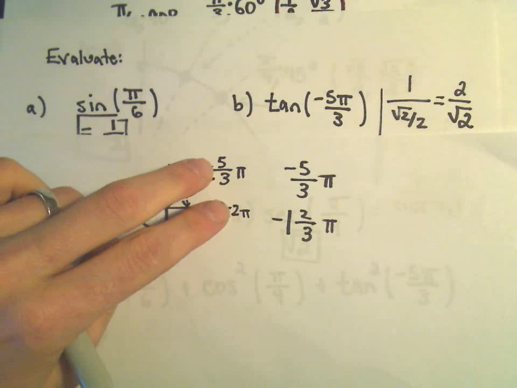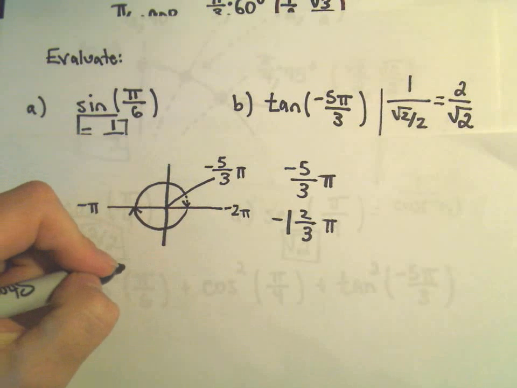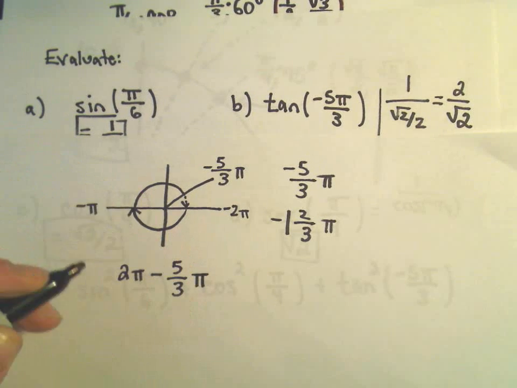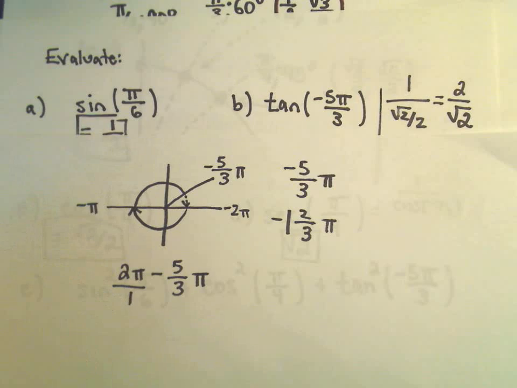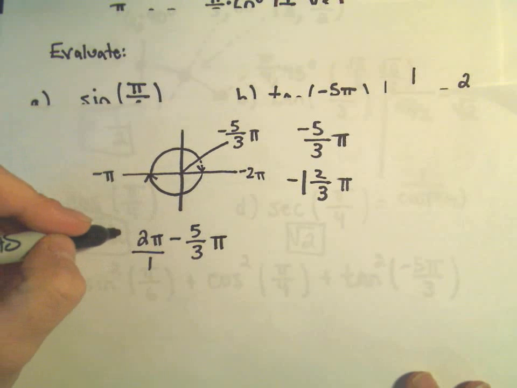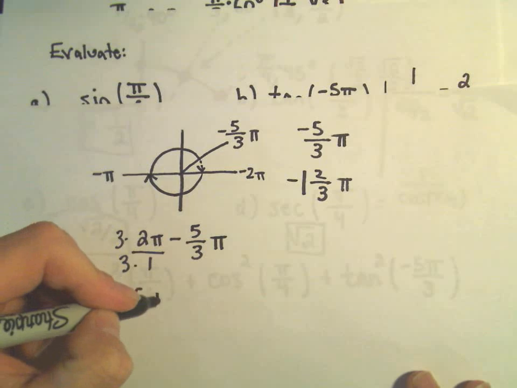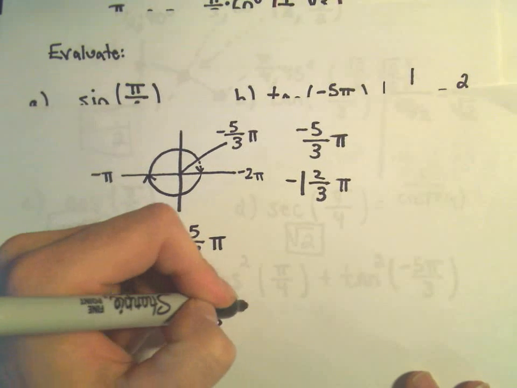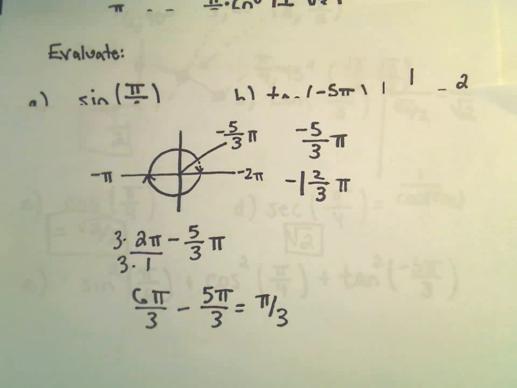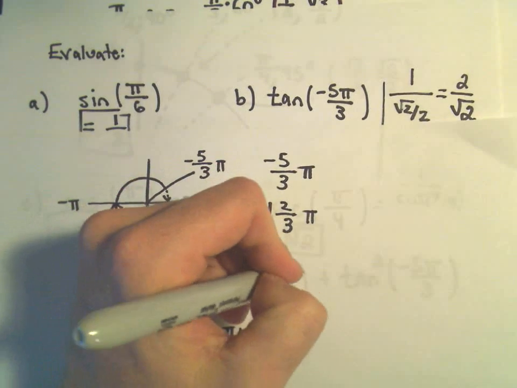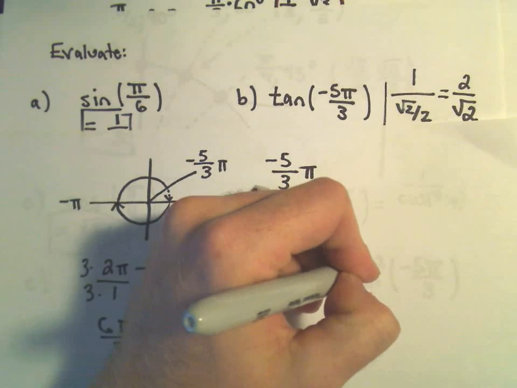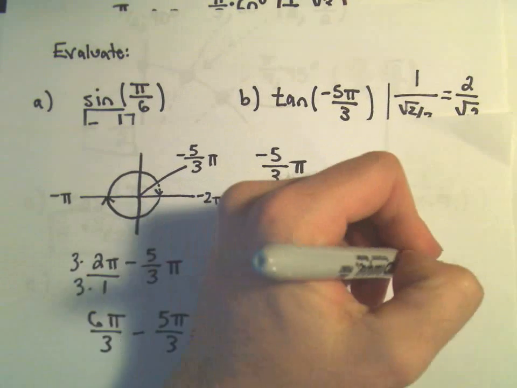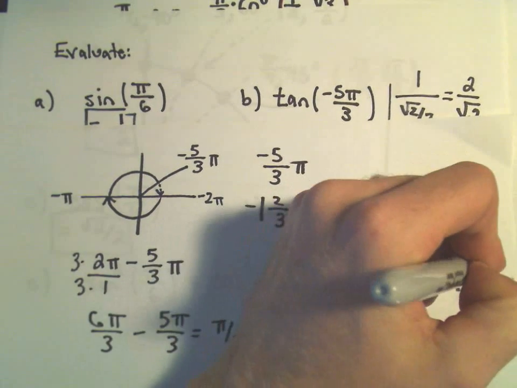And again, to find the reference angle, what I do is simply make them both positive, and I subtract the smaller one from the larger one. So 2 pi, we could put that over 1. We could multiply top and bottom by 3 to get common denominators. That would be 6 pi over 3 minus 5 pi over 3, which would give us pi over 3. Okay, so the idea is to evaluate tangent of negative 5 pi over 3. I'm going to say that's the same thing as tangent of pi over 3.